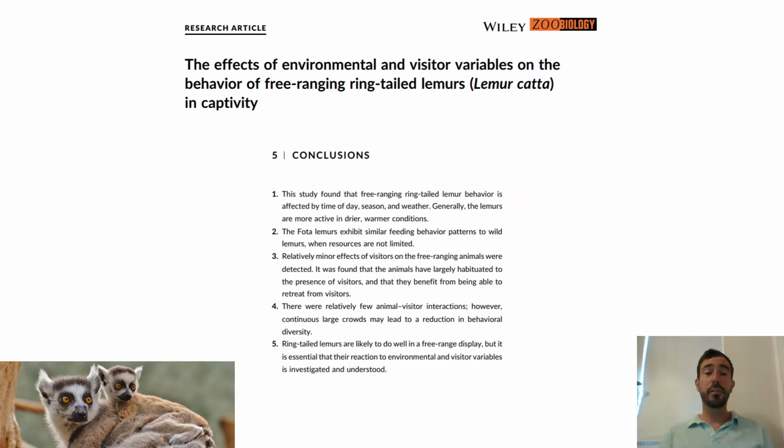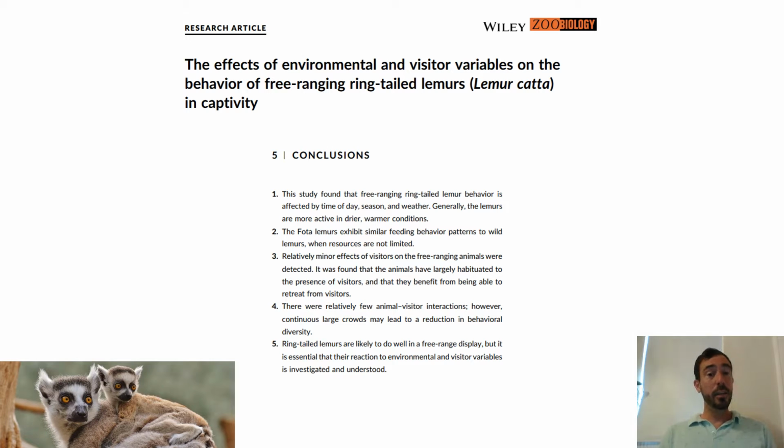I'm going to start off with a conclusion, starting at the end of the flow from introduction down to discussion. We're summarising what we have found out. Here's a conclusion from a paper on lemurs and visitor effects that's published in Zoo Biology. Given that the ring-tailed lemur and visitor effects have been a consistent thread throughout some of these presentations already, I thought this would be a nice way to wrap up.